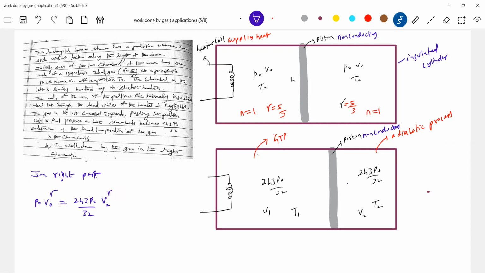Do we know gamma? So from that, I'll get V2 in terms of V naught. P naught gets cancelled. So V2 equals V naught times 32 by 243, to the power 1 by gamma. Gamma is how much? 5 by 3.